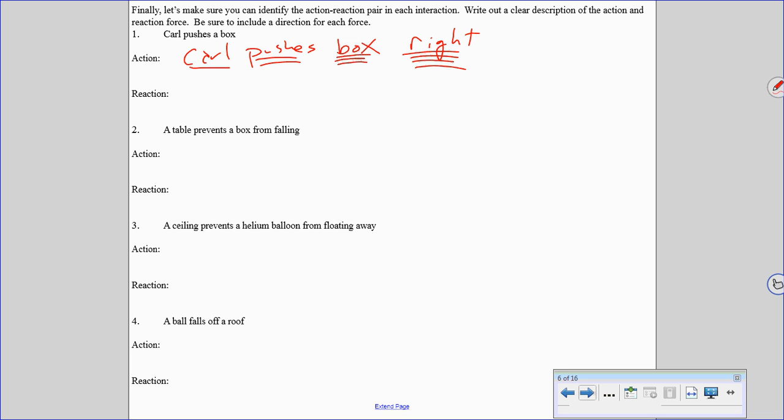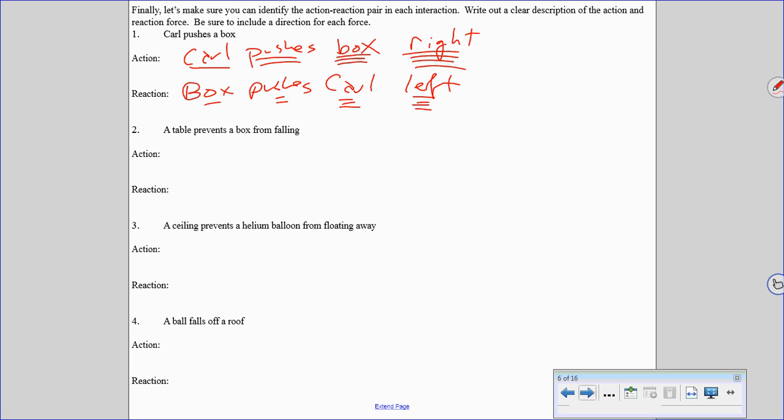So instead of Carl pushing the box, it's box pushes Carl. Which way? Left. All right, everybody good? Right. So I don't know that we need to write all of these down, but let's at least run through them real quick. So table prevents a box from falling.